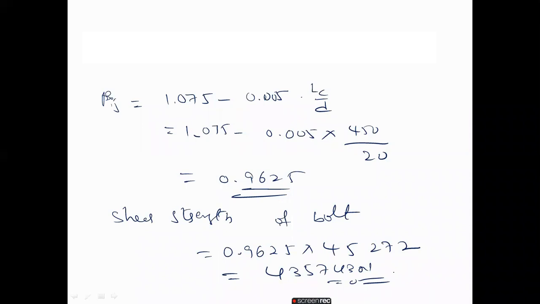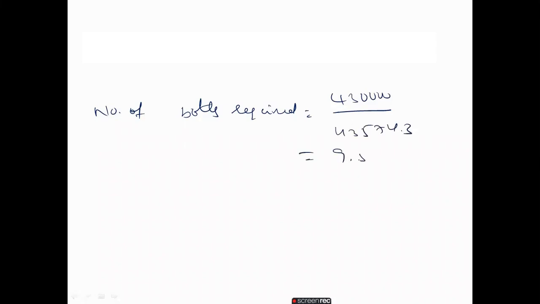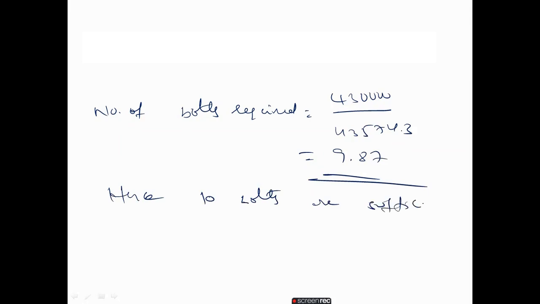Now if you want to calculate the number of bolts again, how will we calculate? We have to calculate the number of bolts required. Why? Because we are providing 10, but we don't know how many bolts are actually required. That is 430,000 divided by the shear strength 43,574.3. We got 9.87. So 10 bolts are sufficient. Otherwise, if we got more, we would have to provide more bolts.